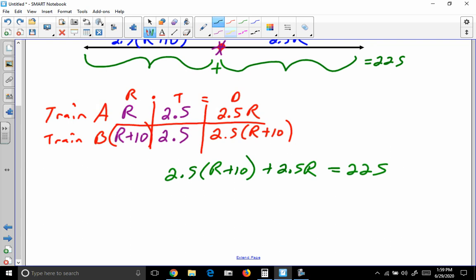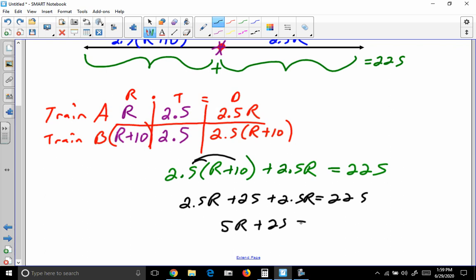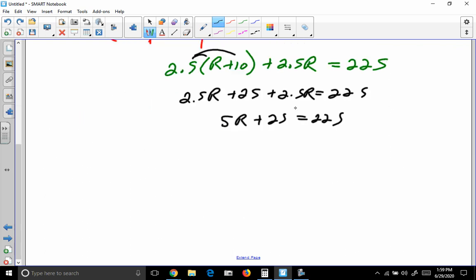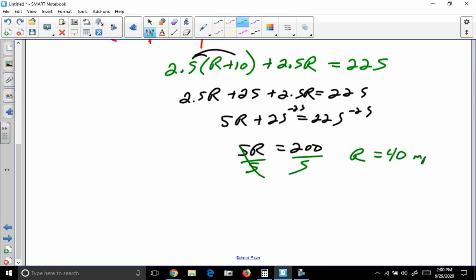Now this one doesn't have a fraction in it, so we just solve it like we would a standard equation. Get rid of the parentheses, 2.5 times R, 2.5 times 10, combine like terms, 2.5R and another 2.5R. Subtract 25 from both sides. So 5R is 200. So since we're trying to get R, divide by 5. So R is 40, and that's a rate, so that's 40 miles per hour.